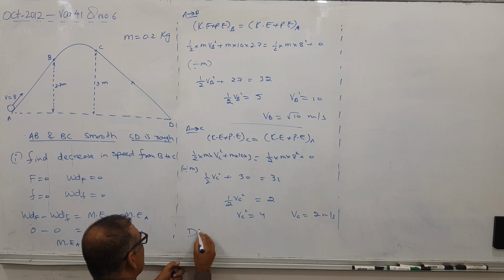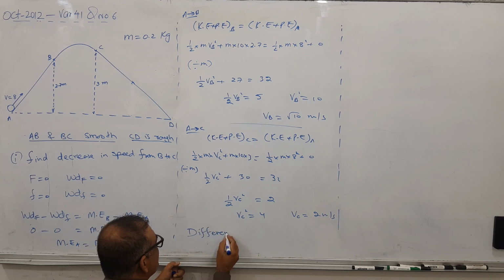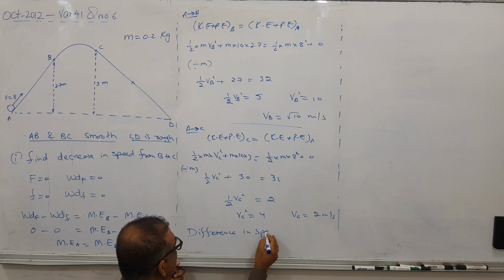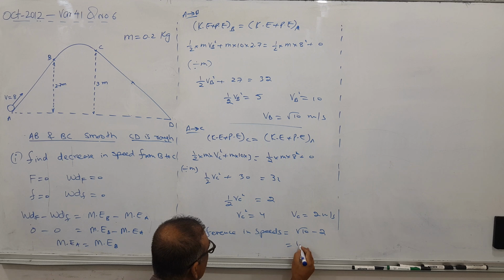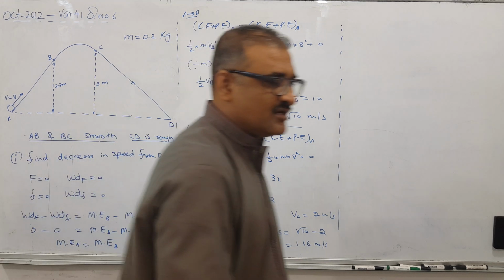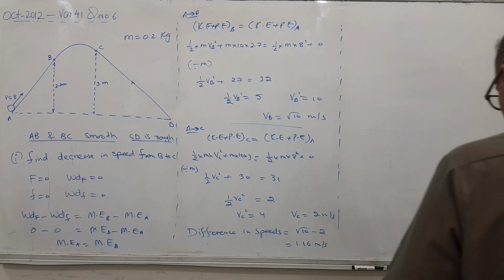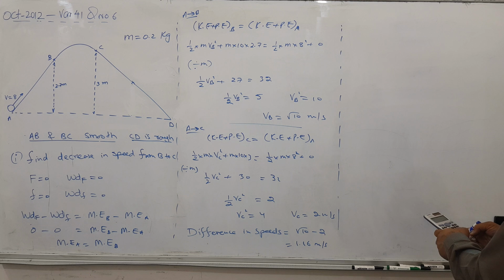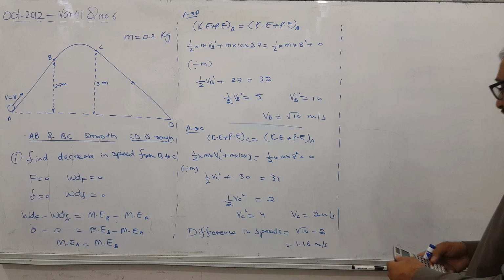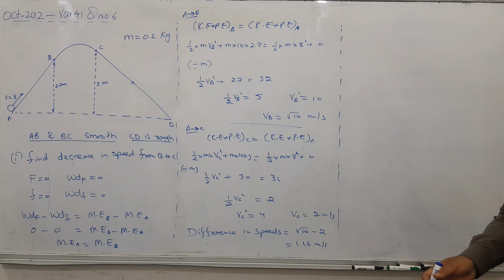So the difference in speeds is root 10 minus 2, which is 1.16 meters per second. I think this is the answer. Let me calculate again: root 10 minus 2. Yes, it is 1.16. Okay, 1.16. Let's go to the next part.